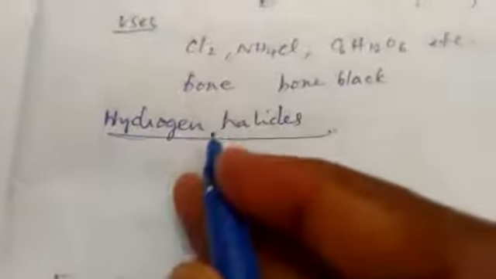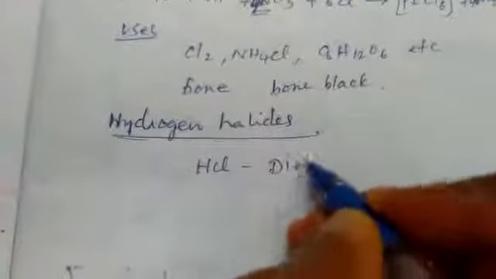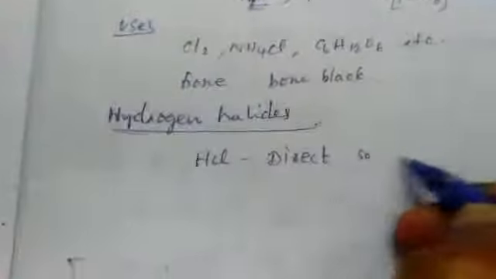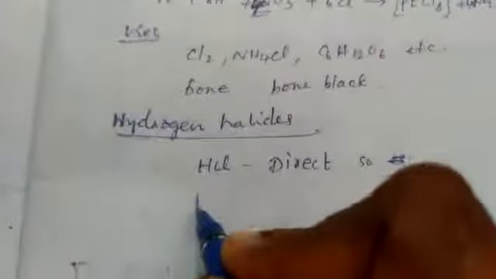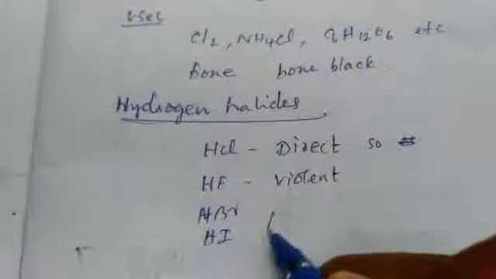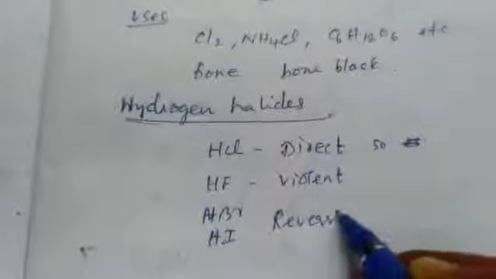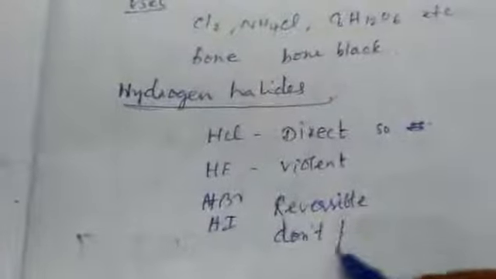Next topic, hydrogen halides. First one, HCl. HCl is prepared by direct combination, so easily. Next, hydrogen fluoride preparation is violent, and hydrogen bromide and hydrogen iodide are reversible reactions. Don't prepare them in pure form.